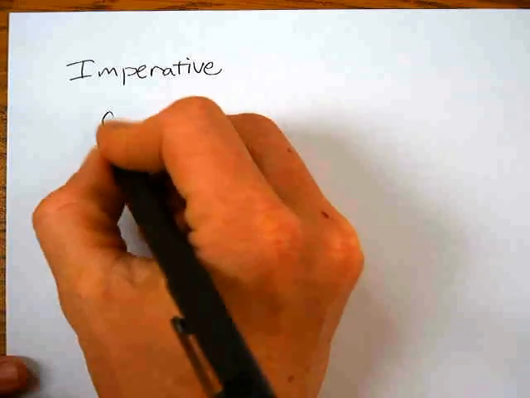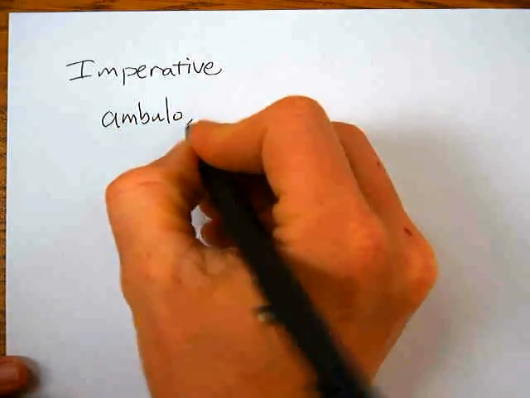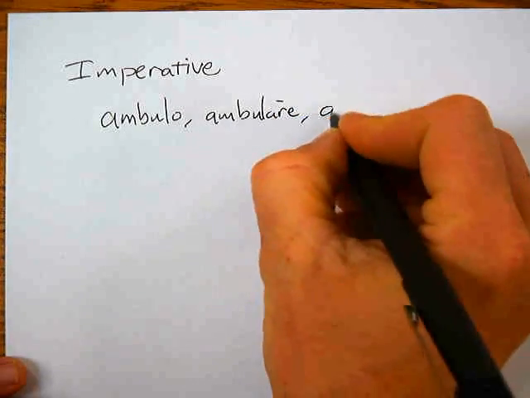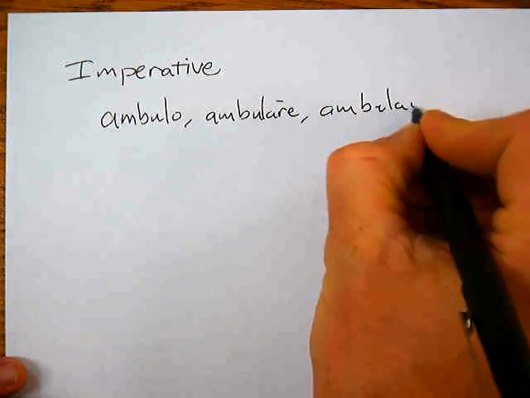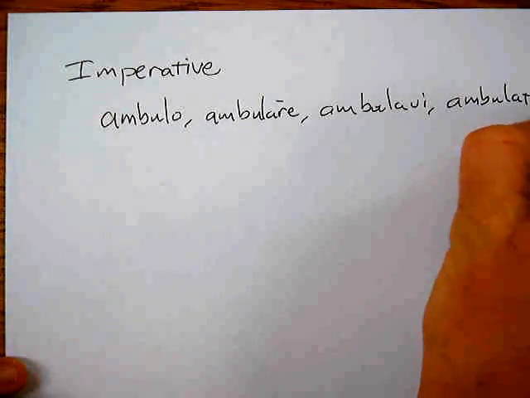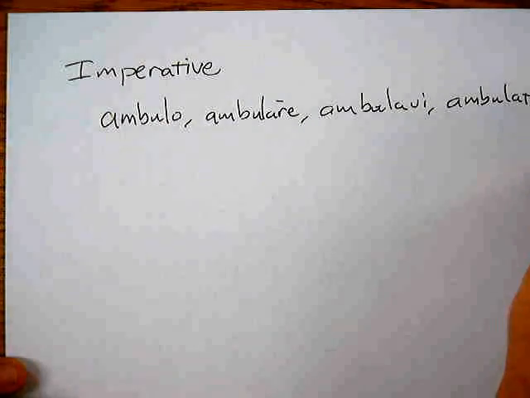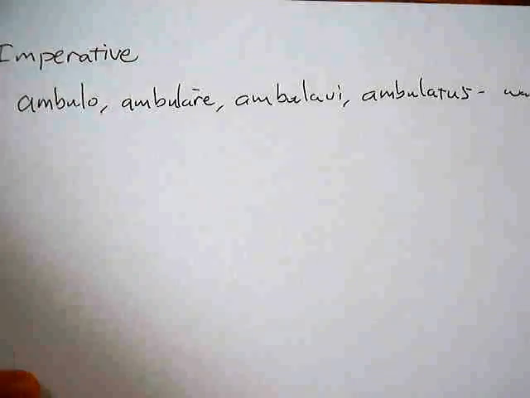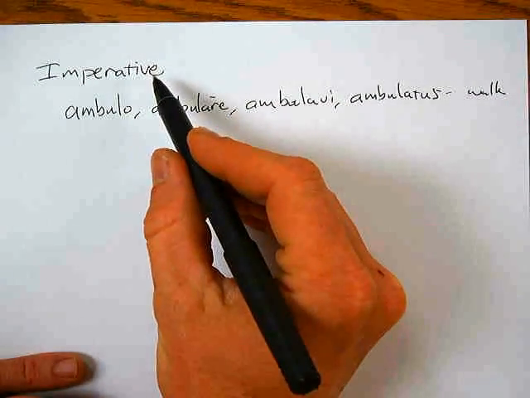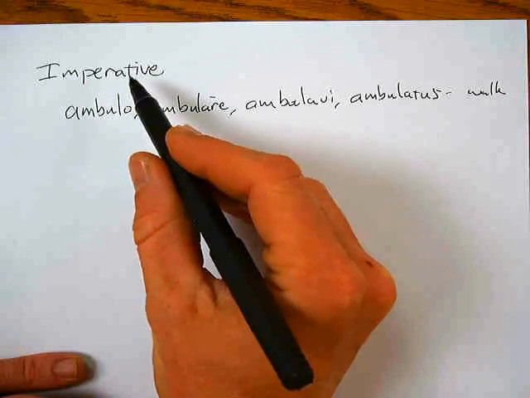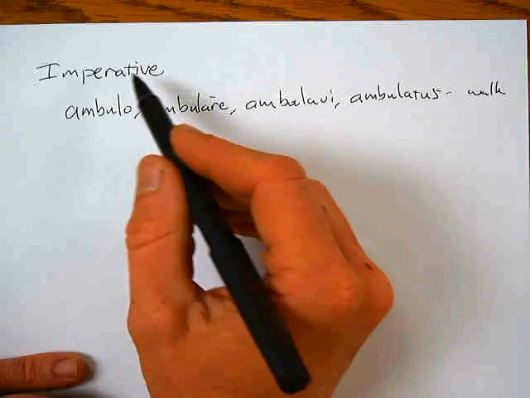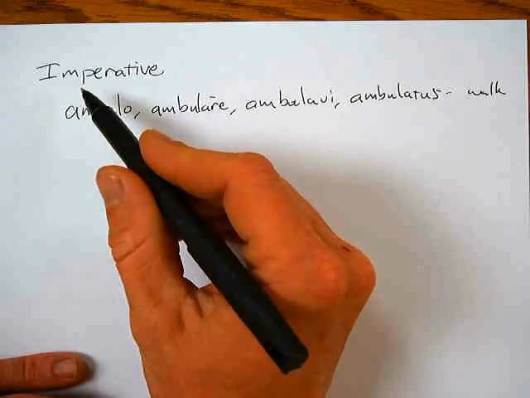And if you had a verb like ambulo, ambulare, ambulavi, sorry, ambulatus, walk, then the imperative is the commanding form of the verb. Like imperator means commander, right? Impero means I command. Imperium, an empire, something that's commanded.